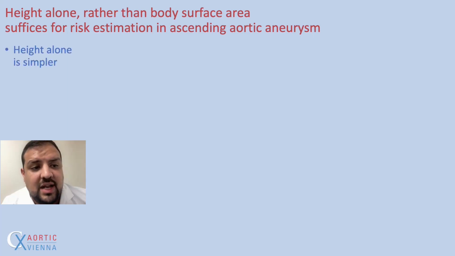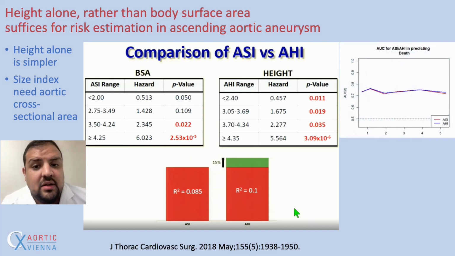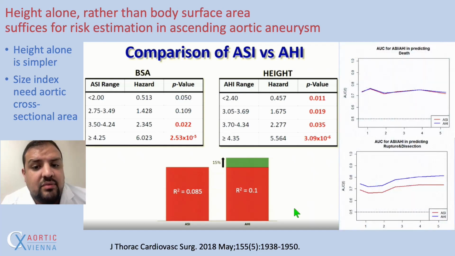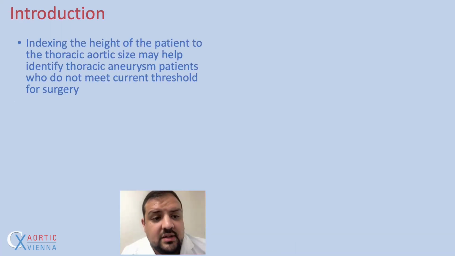Also, they identified that height alone was simpler, and comparing the aortic size index and the aortic height index, the latter was better for predicting death and aortic-related death. So indexing the thoracic aortic size to the height of the patient may help to identify thoracic aneurysm patients who do not meet the current threshold for surgery.